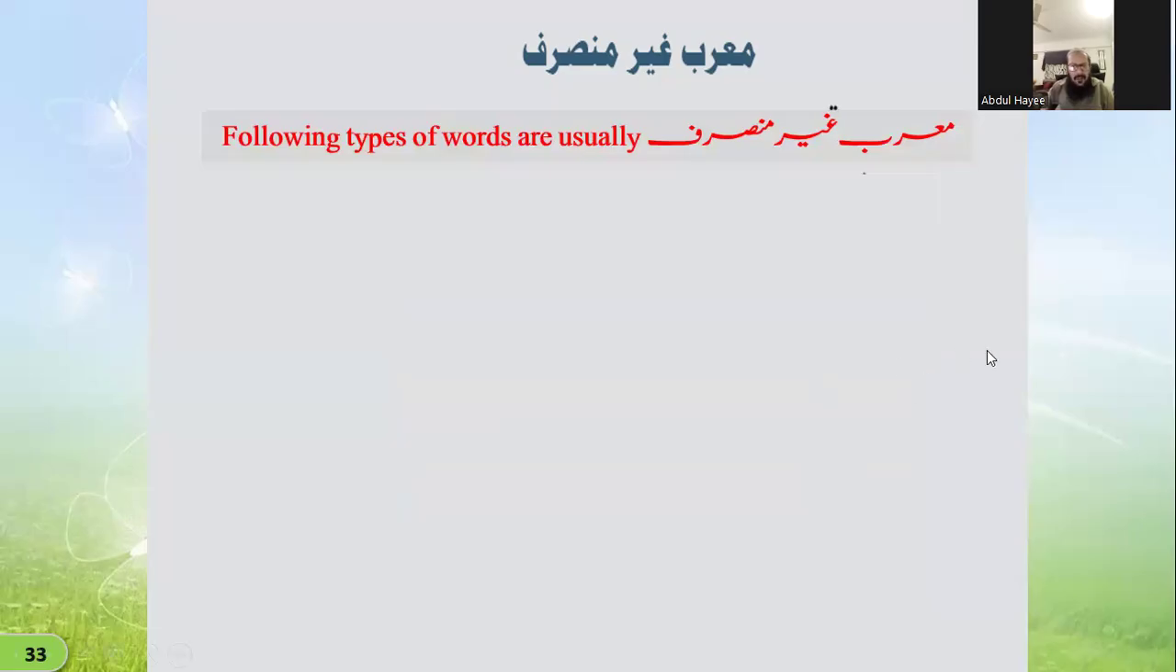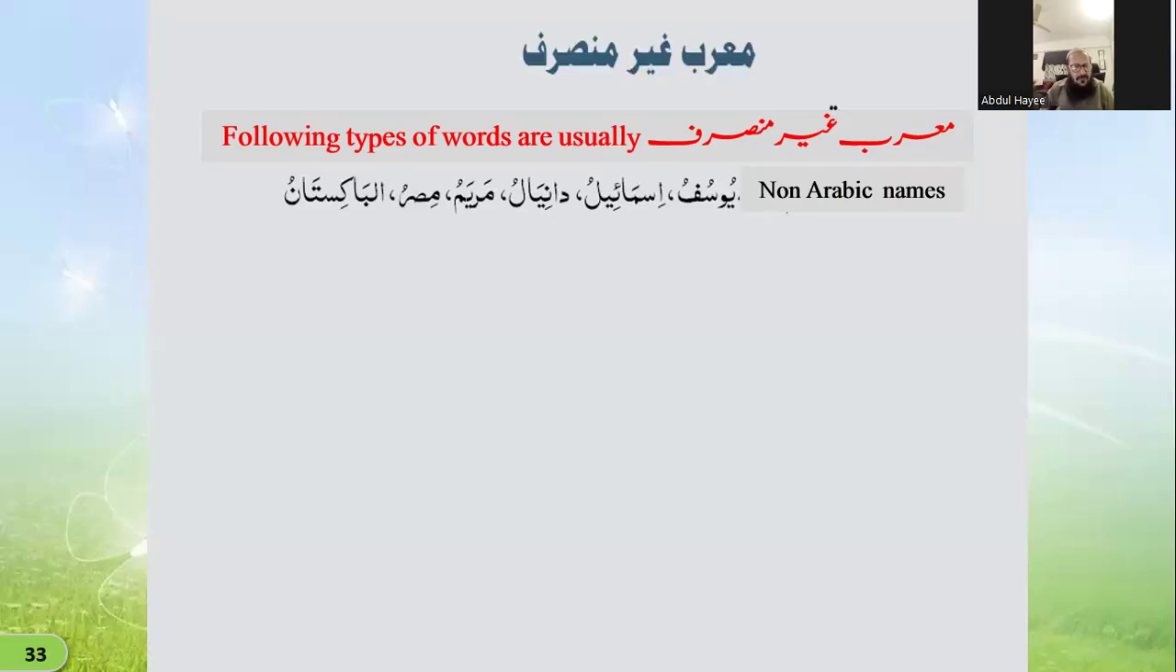For Mu'arrab Ghair Munsarif, the following types of words are usually used. Non-Arabic names are dicot: Yusufu, Yusufa, Yusufa. Ismailu, Ismaila, Ismaila. Danialu, Daniala, Daniala. Maryamu, Maryama, Maryama. Misru, Misra, Misra. Al-Bagistanu, Al-Bagistana, Al-Bagistana. Nigeria, Nigeria, Nigeria.